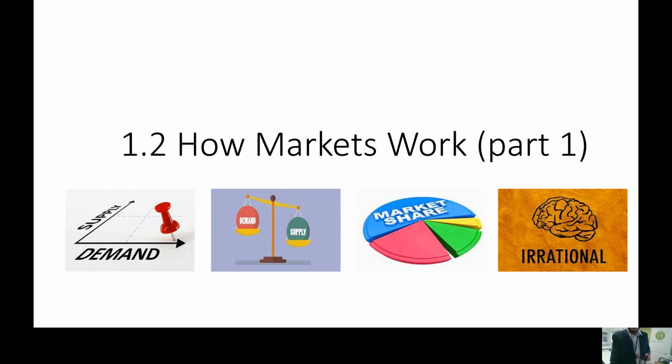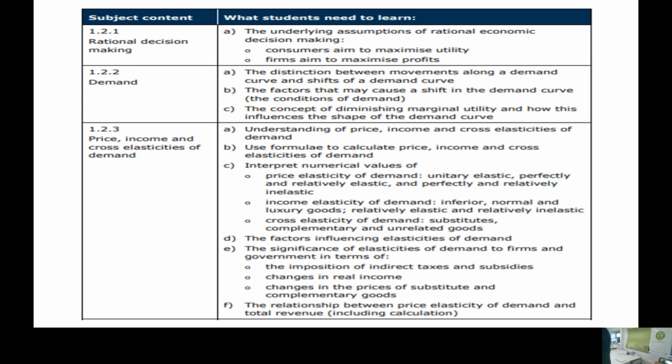Now first things first, what you can now see on your screen is the specification that we've been working on in class quite recently. What we've been looking at is 1.2.1 and 1.2.2. So we've been looking at what we mean by rational decision making, but also what we mean by the theory of demand. This video is going to start to explore the workings of 1.2.3. We're going to be looking at something that we call price elasticity of demand. So this video is going to take you through the basic, introductory theory for price elasticity of demand.